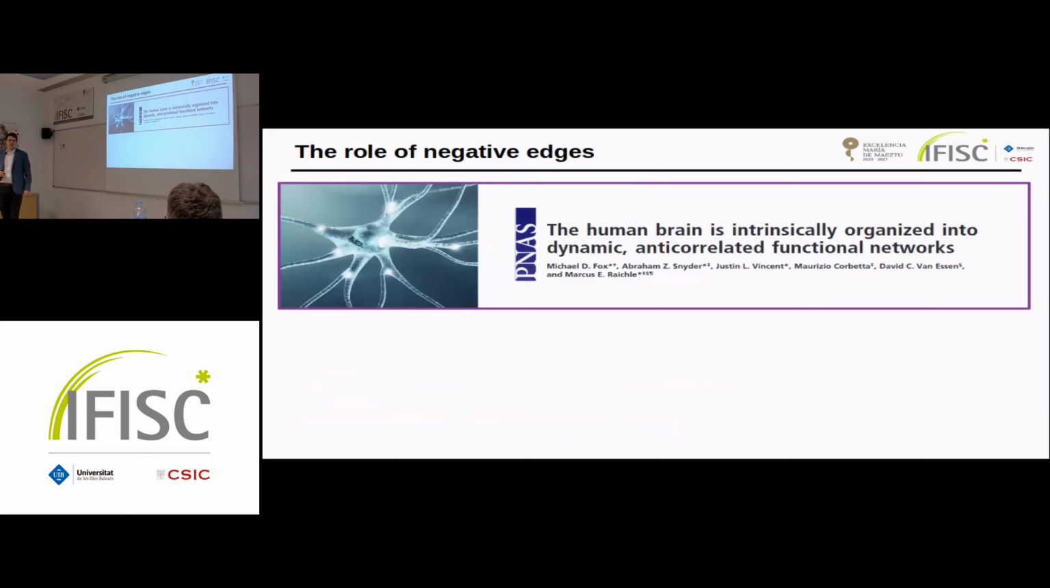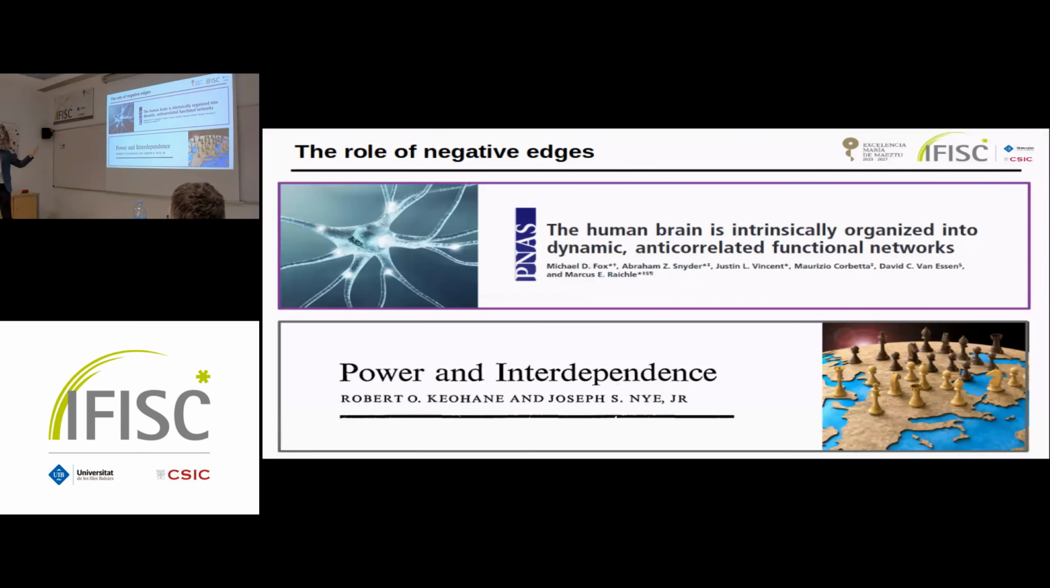In neuroscience, it has been found that the brain shows two anticorrelated networks, two functional networks that activate or deactivate depending on whether the task is attention demanding or non-attention demanding. And finally, there is the seminal paper from the past century that proposed to understand international relations and power as a relational concept. This is that the power of a country is not only a function of its GDP or of its military power, but also a function of the positive and negative connections that it establishes with other states throughout the world.